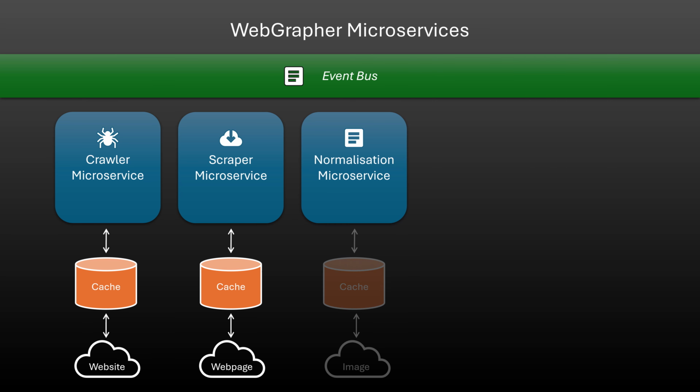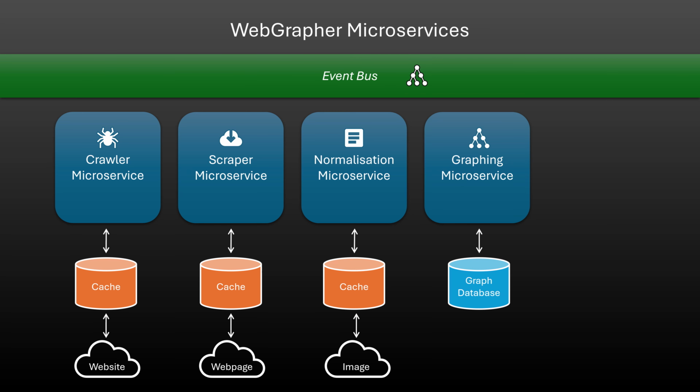The normalization microservice is responsible for converting scraped data into a clean, structured format the platform can understand. It subscribes to normalization events, and once an event is received, it fetches the page from the cache and condenses the content into searchable keywords while extracting text, images, and hyperlinks that may be crawled in future cycles. Once completed, it then publishes a graph event to the bus.